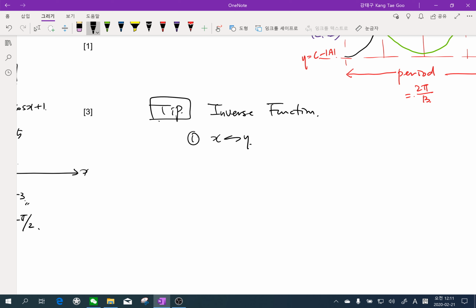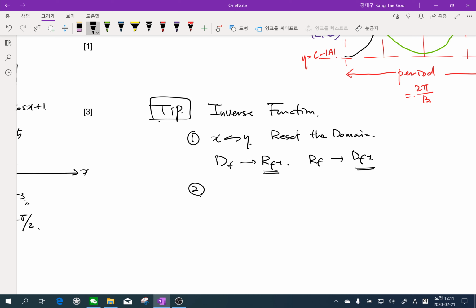But here what I want to say is, after that you need to reset the domain, which means the domain of f becomes the range of f inverse, and the range of f becomes the domain of f inverse. So whenever the question is asking about the domain or range of f inverse, you need to go back to the original function to find the domain and range. Yeah, after that, from there you can find the answer, right?